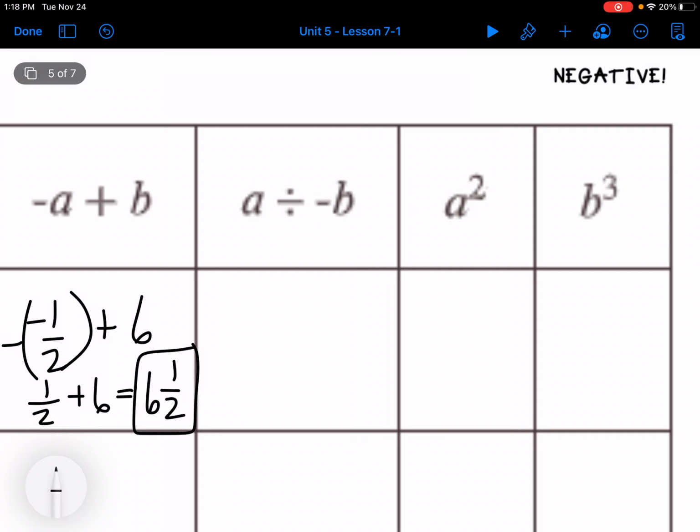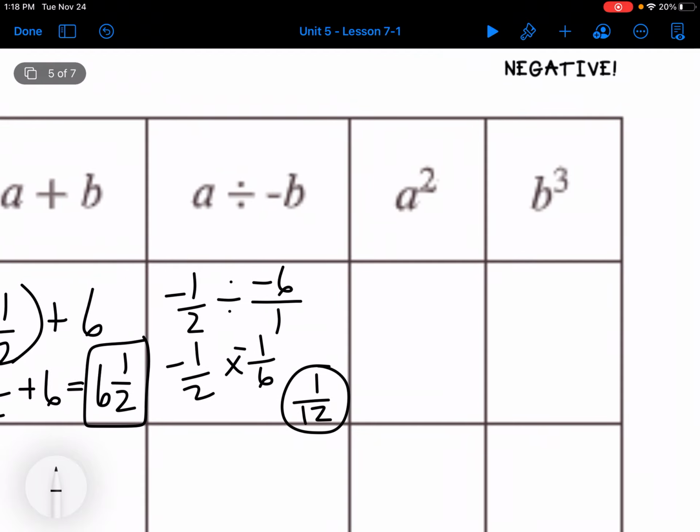Okay, I've got negative 1/2 divided by negative 6/1. So that's negative 1/2 times negative 1/6. Two negatives make a positive, so I have 1/12.